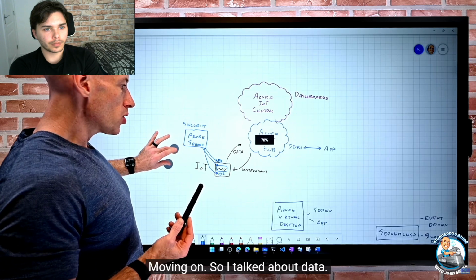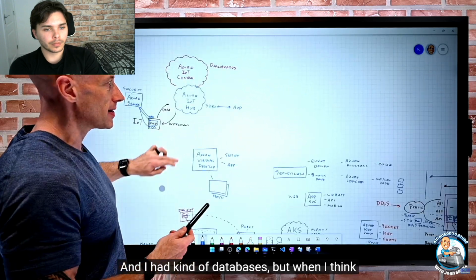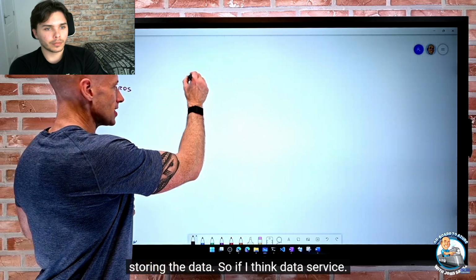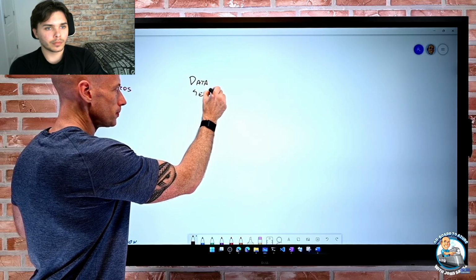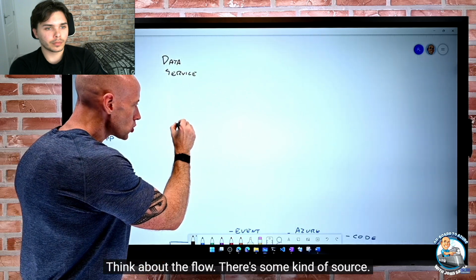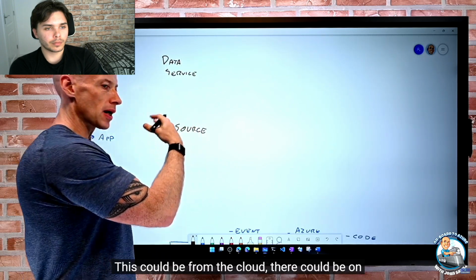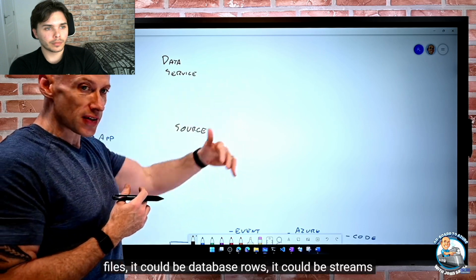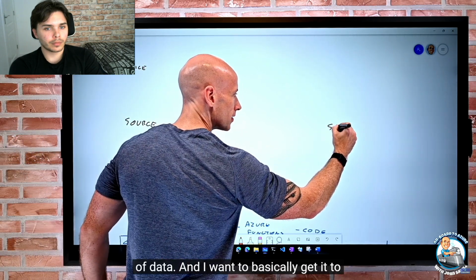Moving on. So I talked about data, and I had databases. But when I think about data services, there's actually a lot more than just storing the data. If I think data service, think about the flow. There's some kind of source. These could be from the cloud, they could be on premises, all these different types of systems. It could be files, it could be database rows, it could be streams of data. And I want to basically get it to some sink. We talk about source to sink.